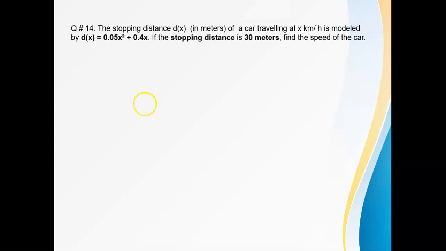Question number 14 states that the stopping distance d(x) in meters of a car traveling at x kilometer per hour is modeled by the given equation. If the stopping distance is 30 meters, we have to find the speed of the car.